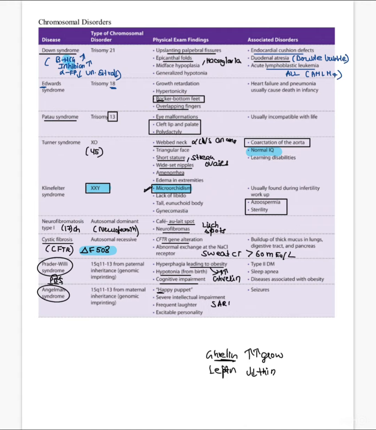Here we will have seizures. Okay, S for seizure, A for ataxia, R for retardation, and I for intellectual impairment. And frequent laughter, excitable personality, seizures. Okay, so in Prader-Willi and Angelman syndrome both are located on chromosome 15. Also we have Marfan syndrome located again on chromosome 15. So this was about your chromosomal disorders in a nutshell.